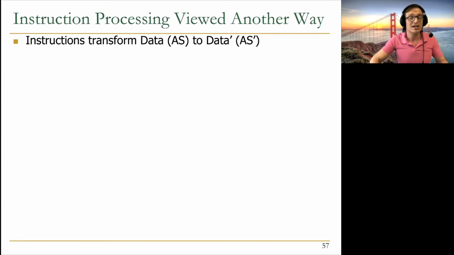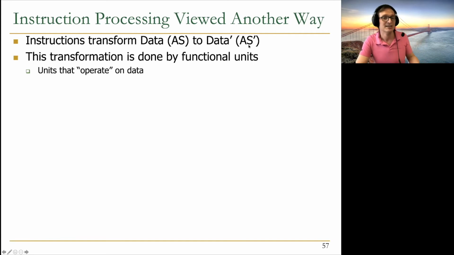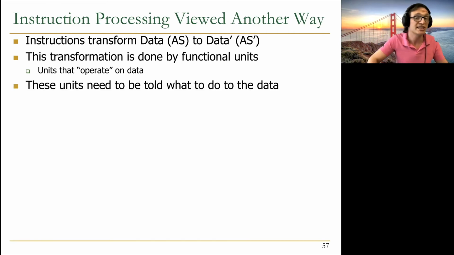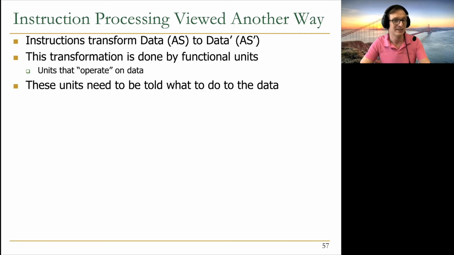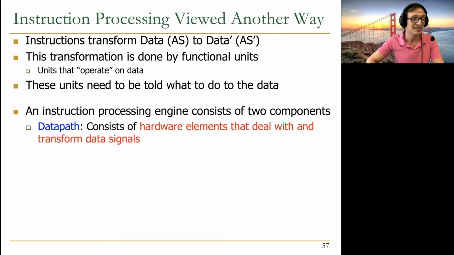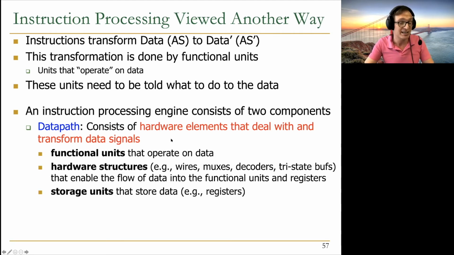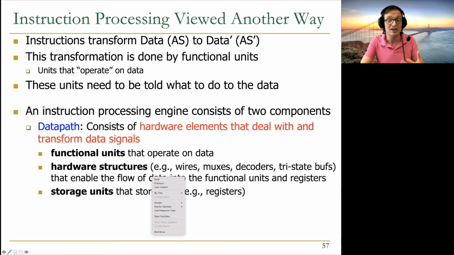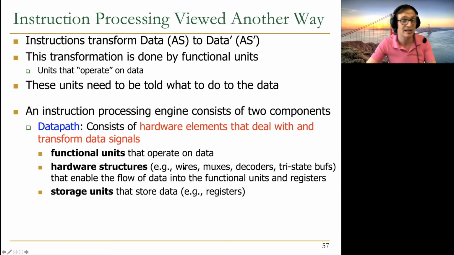Okay, let's view instruction processing in another way, because we're going to make use of this way. Essentially, instructions transform data, meaning architectural state, to data prime, architectural state prime, right? This transformation is done by functional units, or in other words, units that operate on data. And those units need to be told what to do to the data, right? If you remember, when we discussed the instruction, this is a fundamental part. To enable this, an instruction processing engine consists fundamentally of 2 different components. Data path. Data path consists of hardware elements that deal with and transform data signals. For example, functional units that operate on the data, hardware structures that enable the flow of data into the functional units and registers, and out of them, like wires, muxes, decoders, tri-state buffers. We've seen all of them.